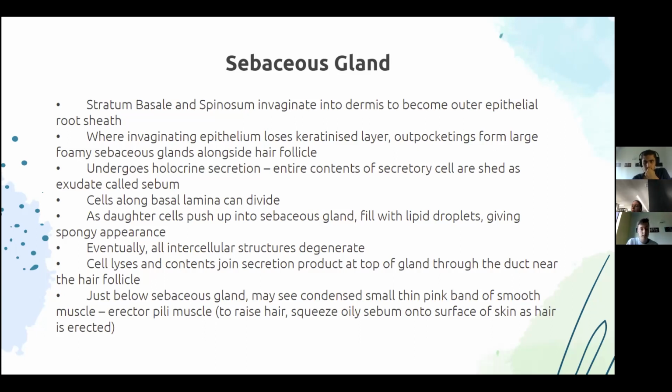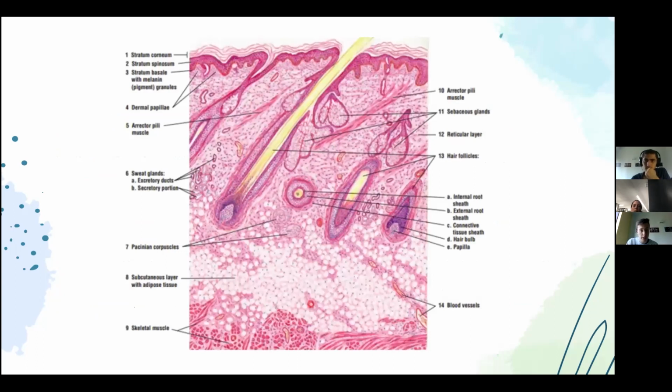So if you go on to the next slide, you can see all this. We can see how the epithelium has come right into the dermis, and we can see this hair gland here, and we can even see that erector pili muscle just along the outside, that thin band there. So this is a good image to look at in your slides later and keep, because that really shows where everything is.